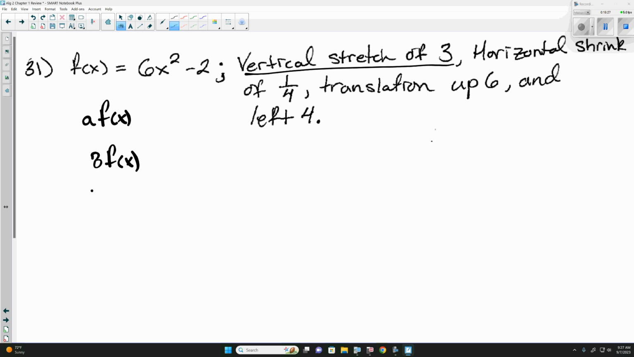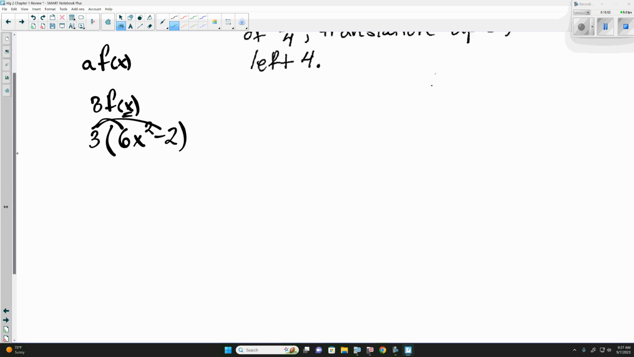3, f of x. Did we change what was inside our parentheses with f of x? No. So what that means is the function doesn't change. We don't do anything to it, so it's still going to be 6x squared minus 2. We just now have the 3 in front. So what we're saying is we're taking f of x, that function, and multiplying it by 3. Now at this point here, we'll distribute the 3. 3 times 6 is, 3 times negative 2 is. So after the vertical stretch of 3, we get the function 18x squared minus 6.